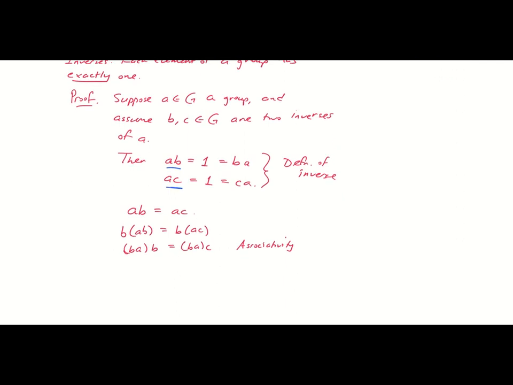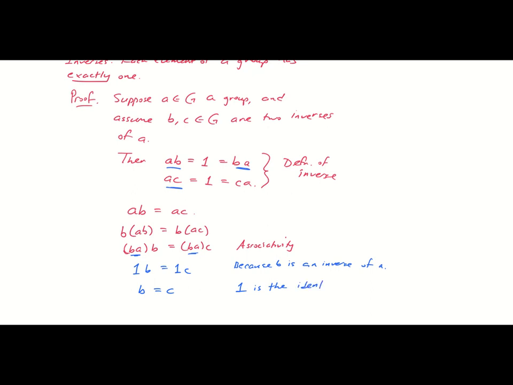So now, wait a minute, I have a BA here and a BA here, and one thing we established is that BA is equal to the identity. So each of those is equal to the group identity. 1B equals 1C. This was because B is an inverse of A. But now, because 1 is an identity, that means that B equals C, because 1B is B, 1C is C. So 1 is the identity, and that means that B equals C.